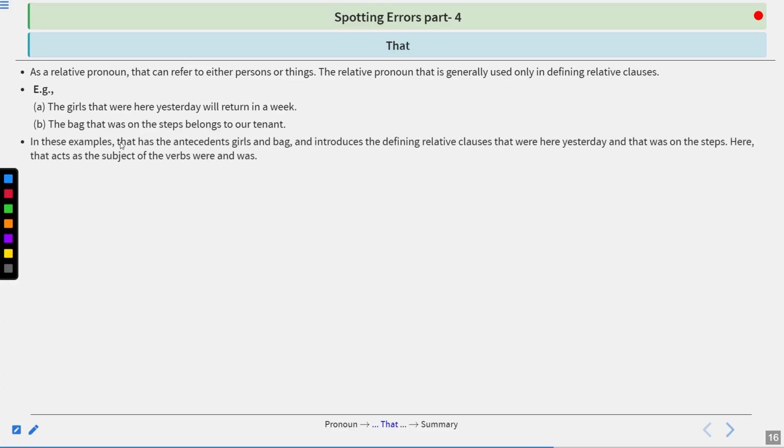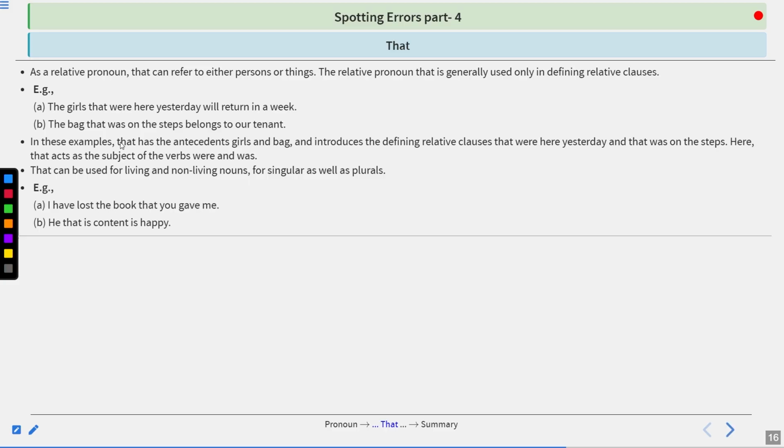In this example that has the antecedents girls and bag, and it uses a defining relative clause, that were here yesterday and that was on the steps. That acts as a subject to the verb was or were. That can be used for living and non-living nouns, for singular as well as plurals. Example, I have lost the book that you gave me.